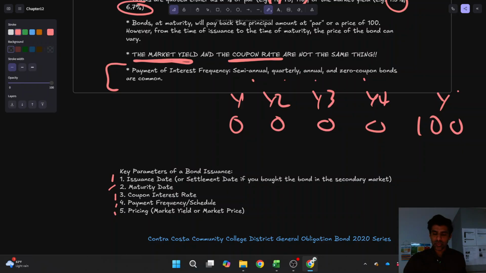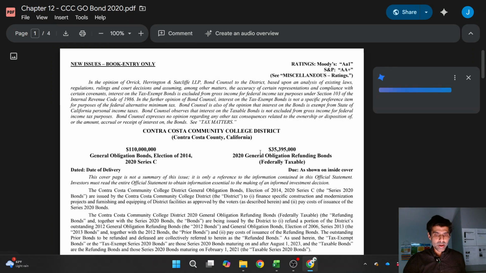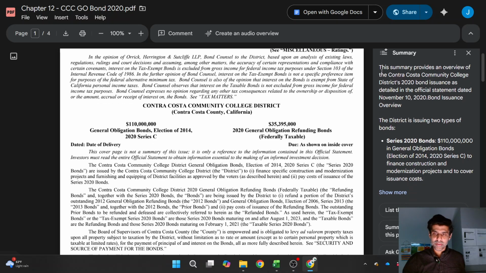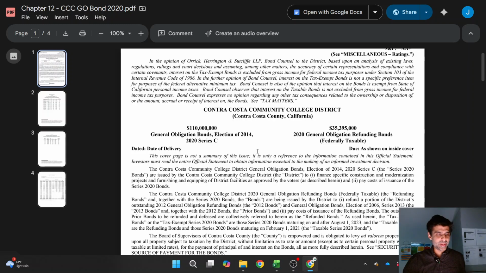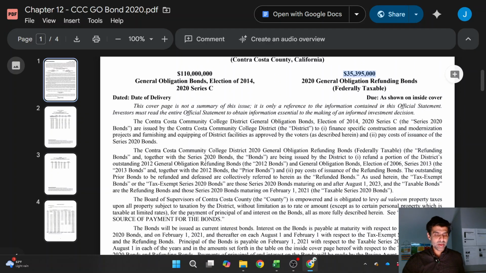So if we look at this, this is a bond that the Contra Costa Community College District has issued. We have a little summary here from our friend Gemini, but let's just go through it. We don't really need that. Look, they issued $110 million of general obligation bonds. And then there's a different class of bonds that they're issuing together for 35 million.